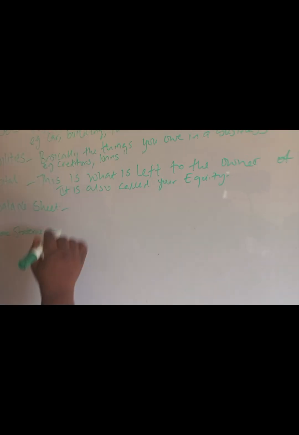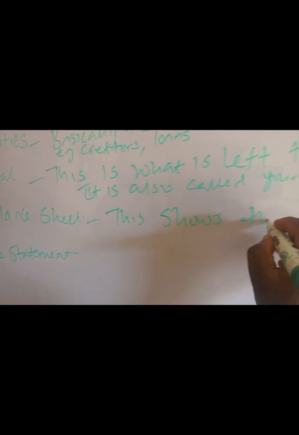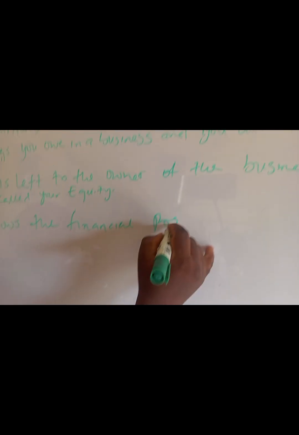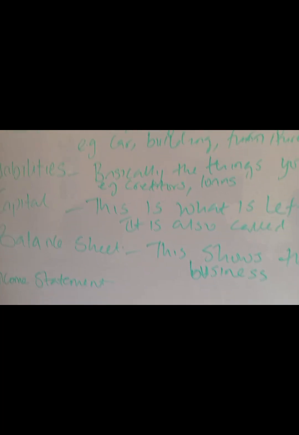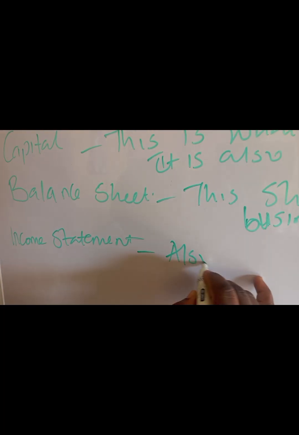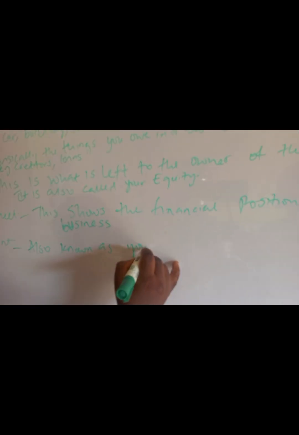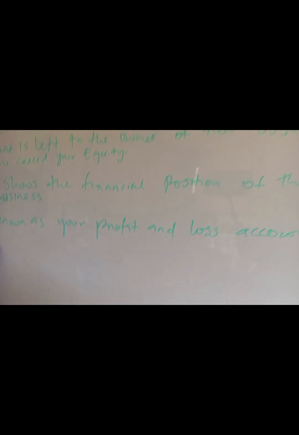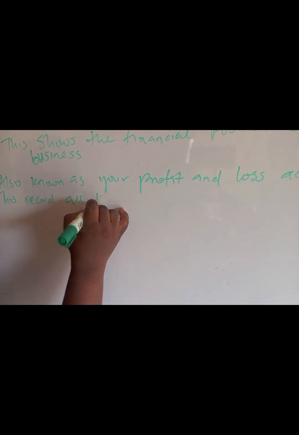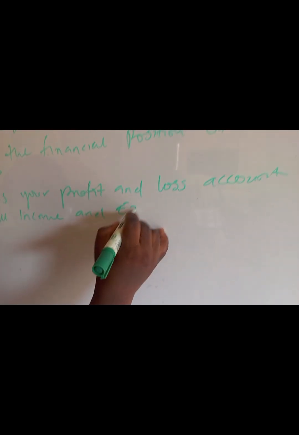Your balance sheet. This shows the financial position of the business. Now, this puts the asset and the liability on the table and it balances them together. Now, your income statement, also known as your profit and loss account. This records all income and expenses.